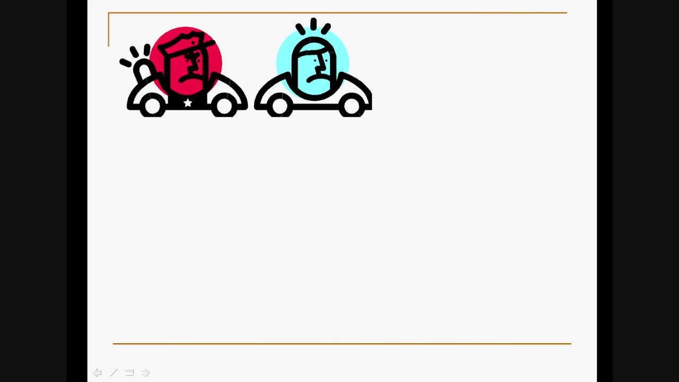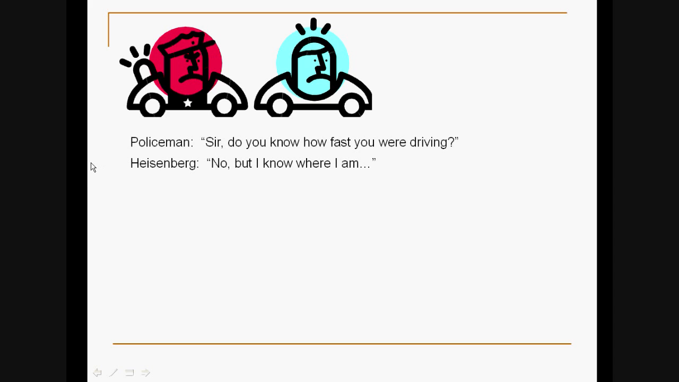Here's a famous joke. So what you see here is Heisenberg riding his car, and he's driving pretty fast. A police car is chasing him, and at the end the police catches him and stops him. And one of the policemen asks, "Sir, do you know how fast you were driving?" And Heisenberg very calmly replies, "No, but I know exactly where I am."